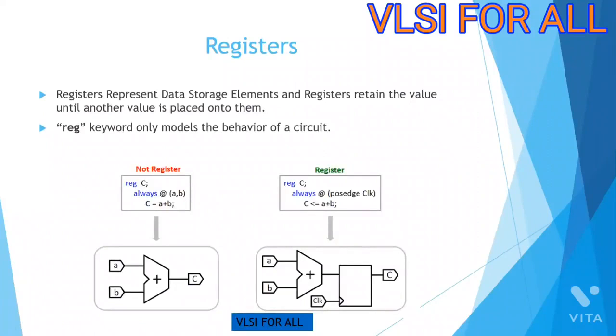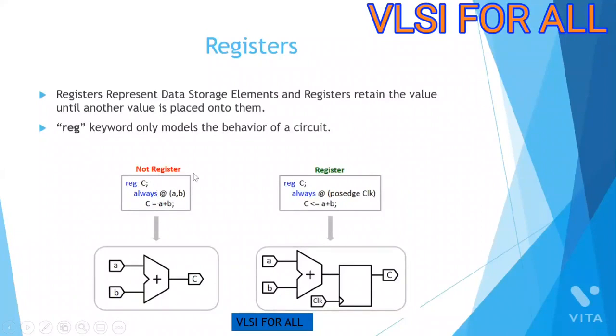So a register is basically supposed to store a particular value inside a circuit. There's a difference between registers and wires, and these are very important questions. For registers, you can't have procedural continuous assignment. You cannot assign something to these registers outside the always block or initial begin blocks. For example, if you write reg C equals A plus B, it will straight away throw an error. But if you write wire C equals A plus B, then only it will execute.